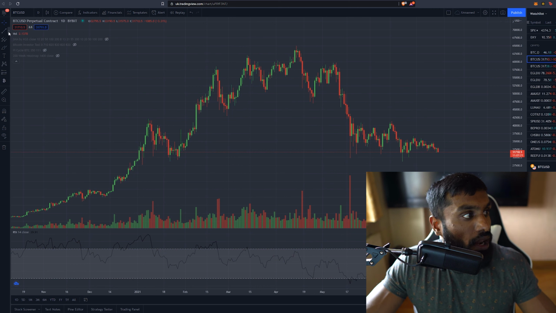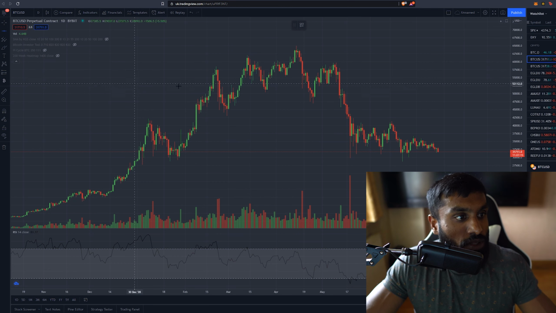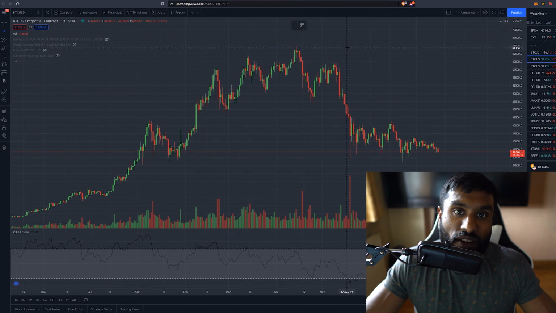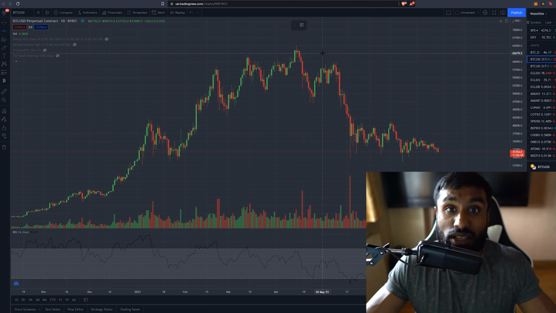Now, what I like doing, if you click the little arrow here, you'll be able to select horizontal line. Now, I can start finding areas where the price finds significant resistance or the price finds significant support. So we're going to start off with just horizontal lines of support and resistance. When I say support, this is an area where there is a lot of buying pressure. When I say resistance, this is an area with a lot of selling pressure.